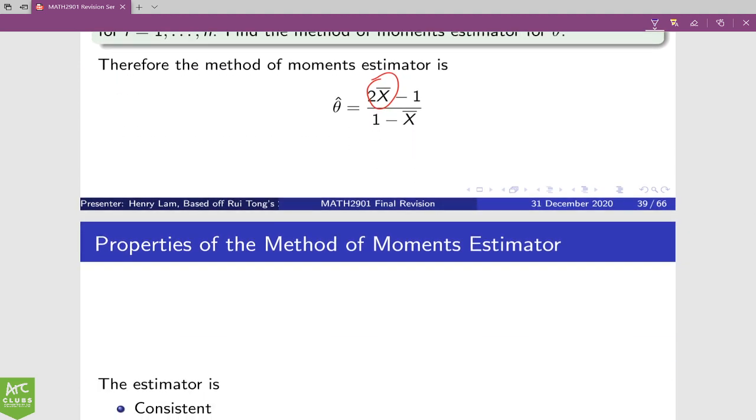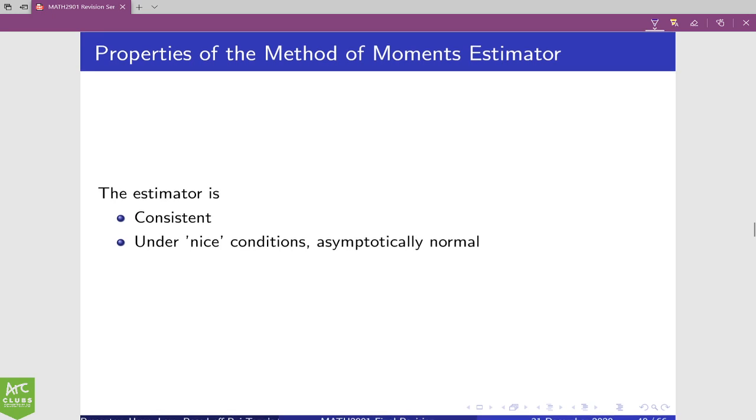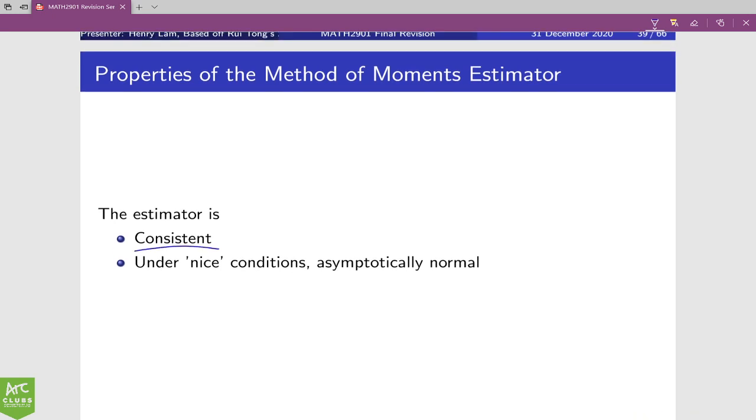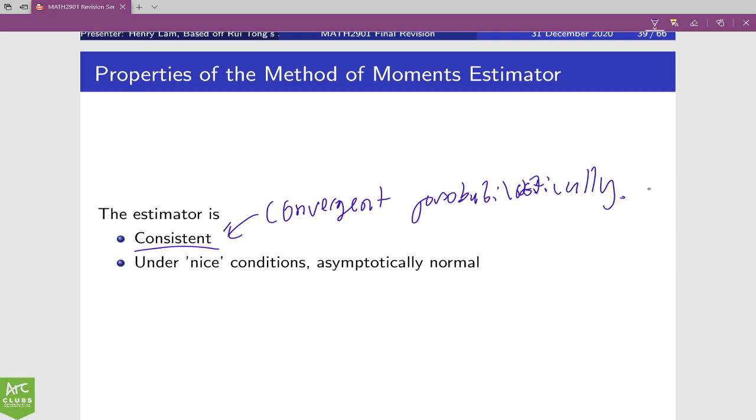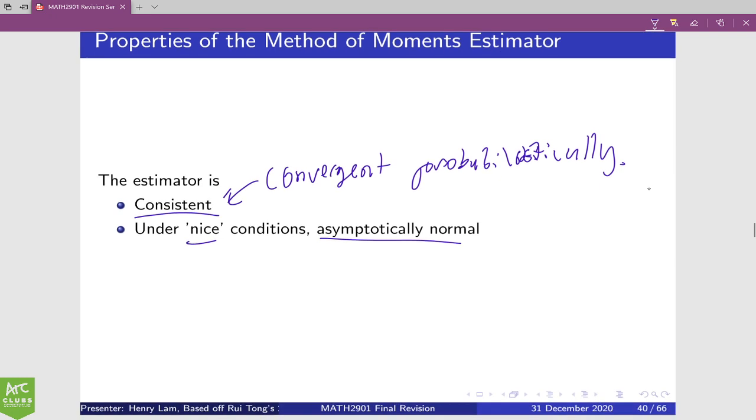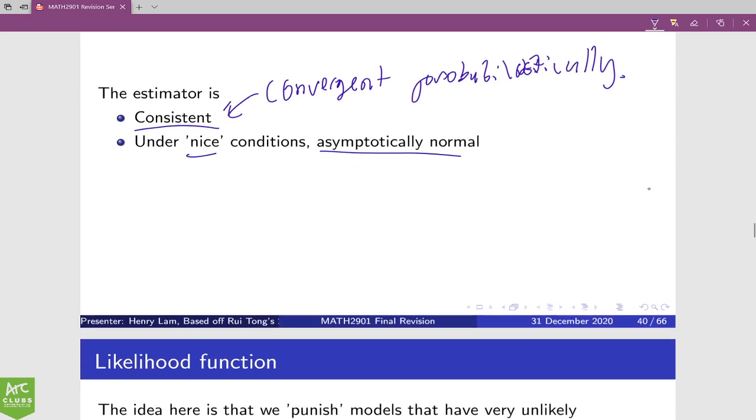What's the maximum likelihood? Right? And some properties of it: it actually turns out to be consistent, so convergent probabilistically. And under some nice conditions, it's also asymptotically normal. So that's quite nice, right? Because if it's asymptotically normal, you can build very easy, what's it called, confidence intervals. Right? So that's quite nice. These two are quite nice.